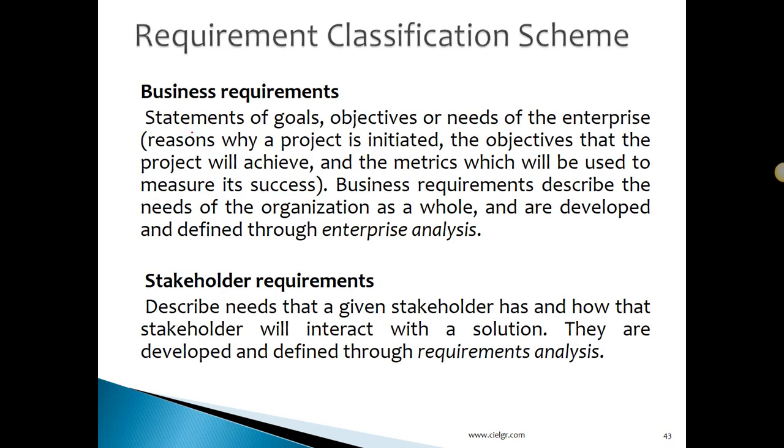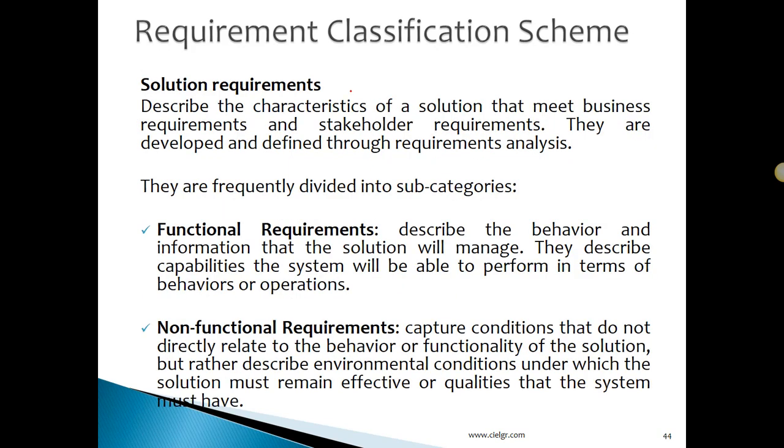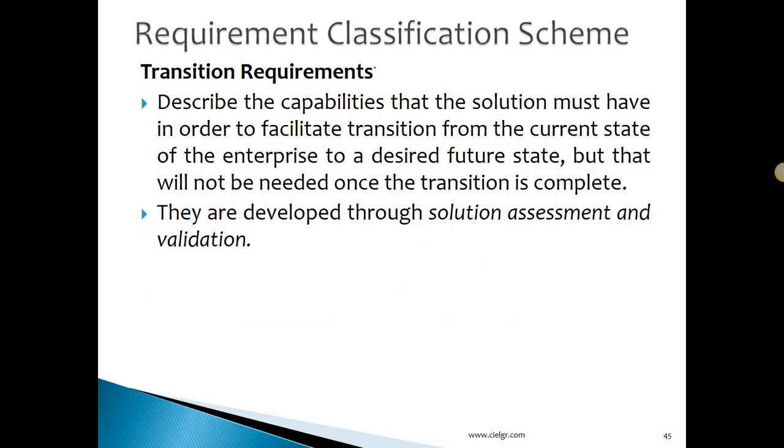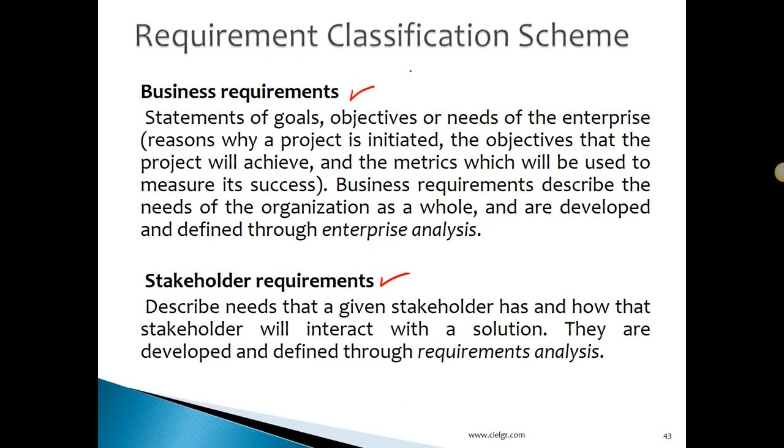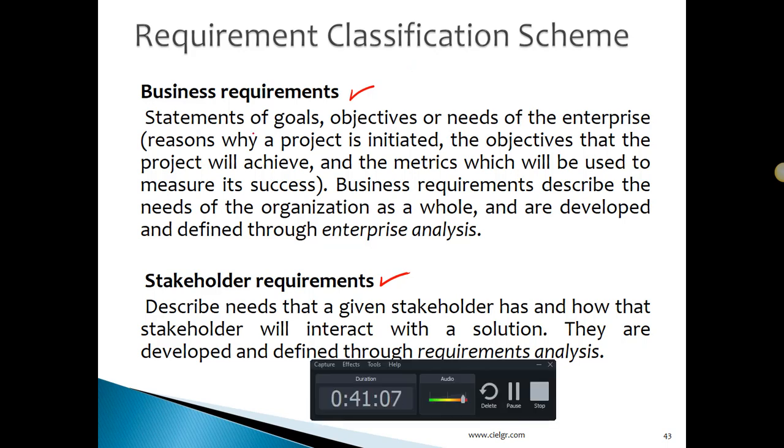The 4 requirement classification schemes are, first of all, the business requirement. We also have the stakeholder requirement. Then there's the solution requirement. And then finally, we have the transition requirement. So those are the 4 requirement schemes. Let's look at these various requirement classification schemes one after the other. First, let's talk about the business requirement.